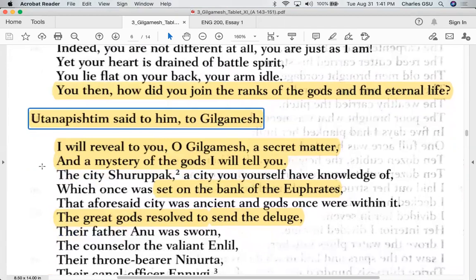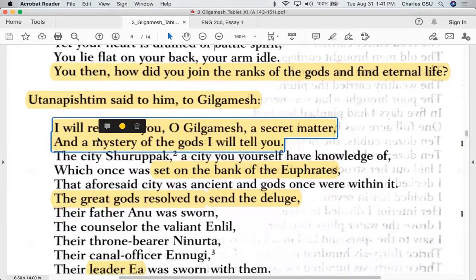And he tells him. And he says, I will reveal to you, O Gilgamesh, a secret matter and a mystery of the gods I will tell you. And in the introduction, it tells us that because Uttanapishtim is now kind of immortal and distant, if you will, perhaps in what we might think of as heaven, he speaks like a sage or a prophet in this kind of very antiquated, lofty diction.